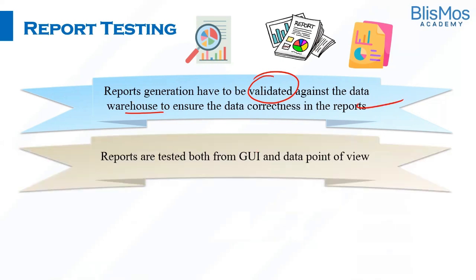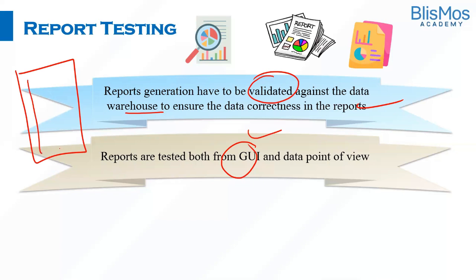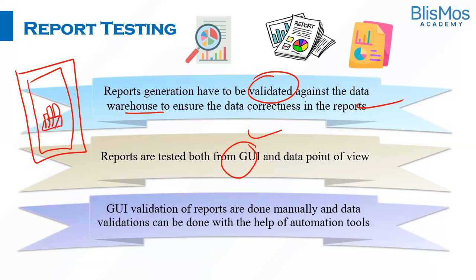So as I said, reports are also tested from the GUI perspective, that is, graphical user interface. What I mean by that is how the layout of the report is, what the border is, and where we are placing the graphs. All those things are validated. So usually we perform the GUI validation or the layout validation manually, but other data validations can be done through automation tools.